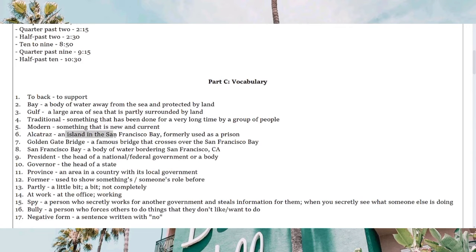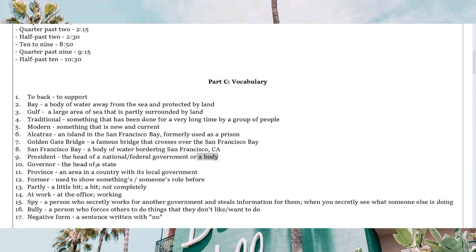Alcatraz is an island in the San Francisco Bay, formerly used as a prison. The Golden Gate Bridge is a famous bridge that crosses over the San Francisco Bay. San Francisco Bay is a body of water bordering San Francisco, California. CA means California. President is the head of a national or federal government, or of a body.